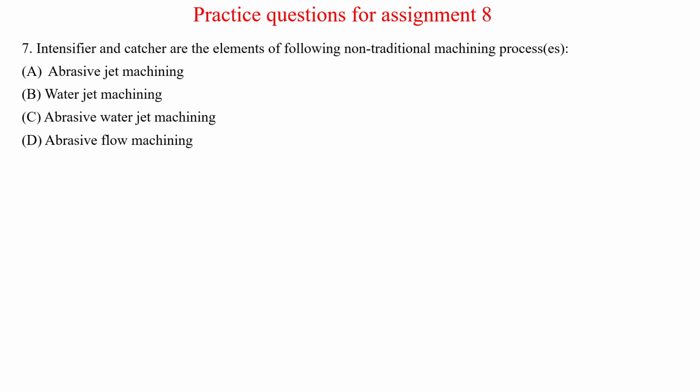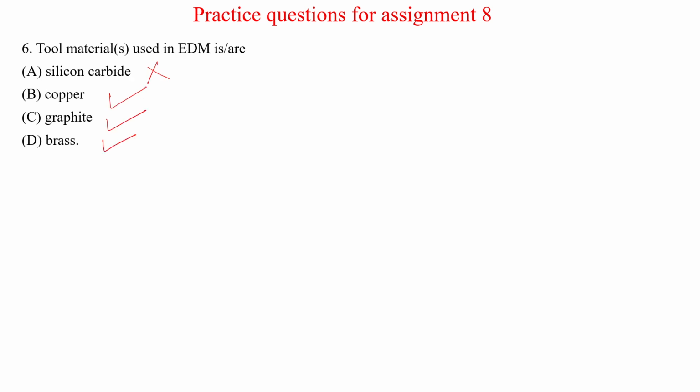Question 7: intensifier and catcher. We have seen the intensifier intensifies the pressure around 40 to 50 times, and the catcher removes the noise. It is used in water jet and abrasive water jet processes, where water is involved. The answer is B and C.